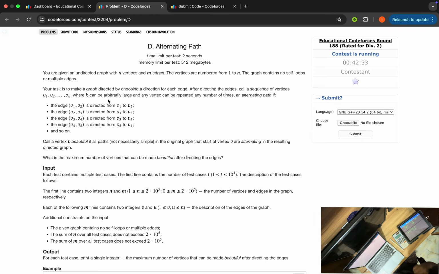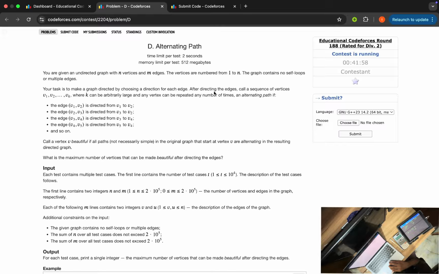I'm damn sure there is some better solution for C. You are given an undirected graph with n vertices and m edges. The vertices are numbered from 1 to n. The graph contains no self loop or multiple edges. Your task is to make the graph directed by choosing a direction for every edge.